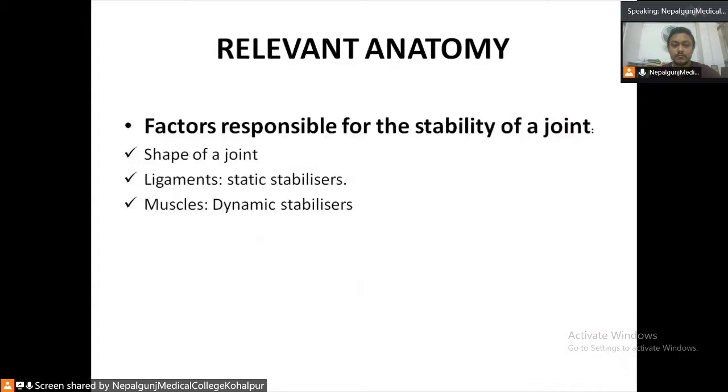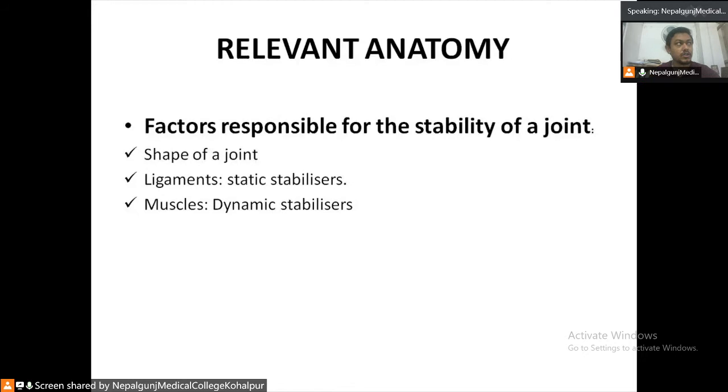Starting with how the dislocation or the subluxation occurs, what are the factors responsible for the stability of a joint? Why do joints dislocate? There are certain factors responsible for maintaining the integrity of a joint. First is the shape of the joint. The second is the ligaments, which are also known as static stabilizers. Muscles are the dynamic stabilizers.